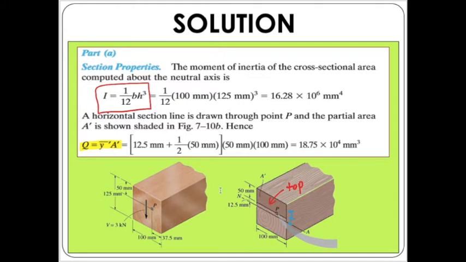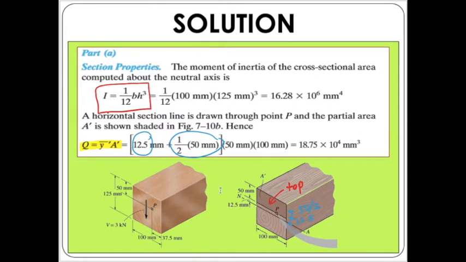So you can see here that we are going to have 50 divided by 2, which is shown here, and add this with 12.5, which is the distance from the centroid of the segment to point P. So this will be the y bar value: 12.5 plus 25 millimeters.